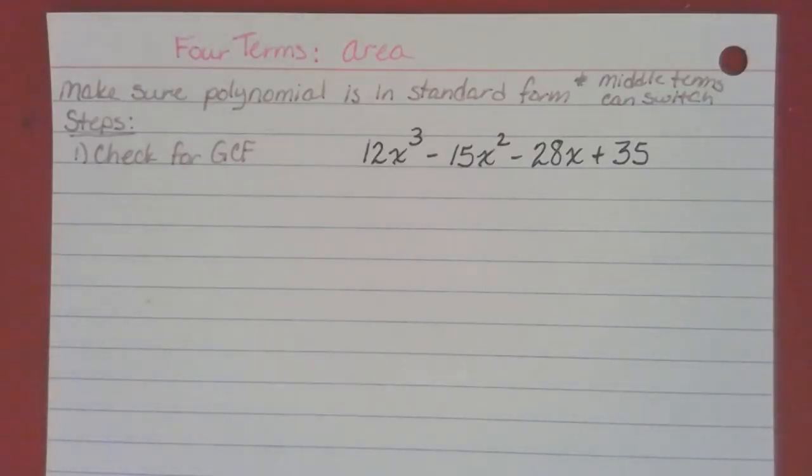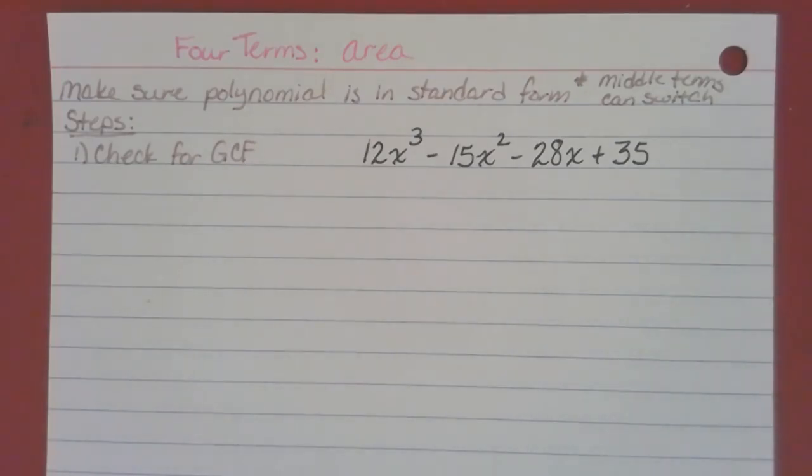Okay, so this video is going to cover the other way we can deal with four terms. We can do the area method, and it starts the same way as we would with grouping. So we're making sure the polynomial is in standard form, and those middle terms can be in either order. It won't be critical either way.